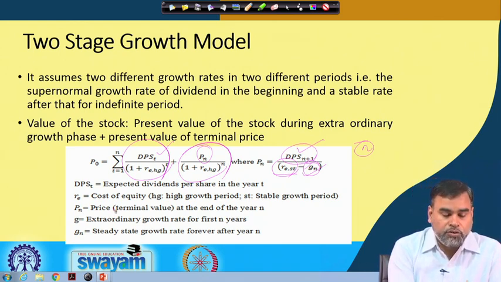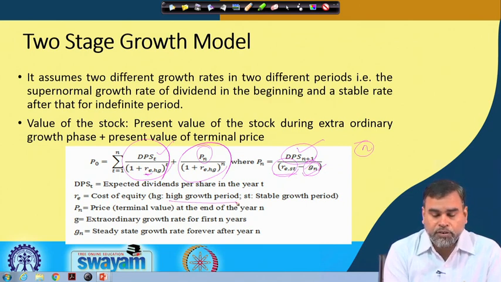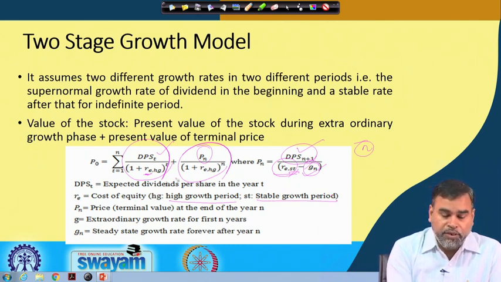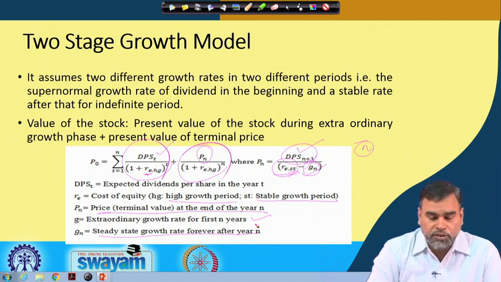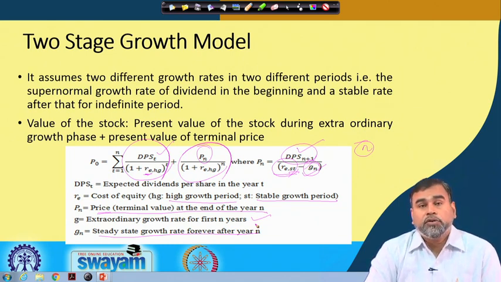Here your RE is equal to the cost of equity, where SG represents the high growth period and ST represents the stable growth period, and Pn is equal to your terminal price or the terminal value at the end of year 10. G is equal to the extraordinary growth rate for the first 10 years, and your Gn is equal to the steady growth rate forever after the supernormal growth rate period gets over.